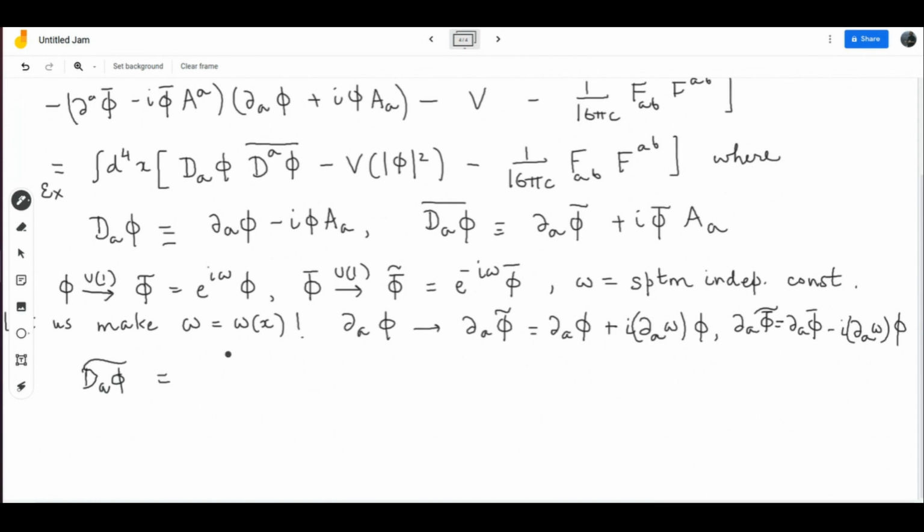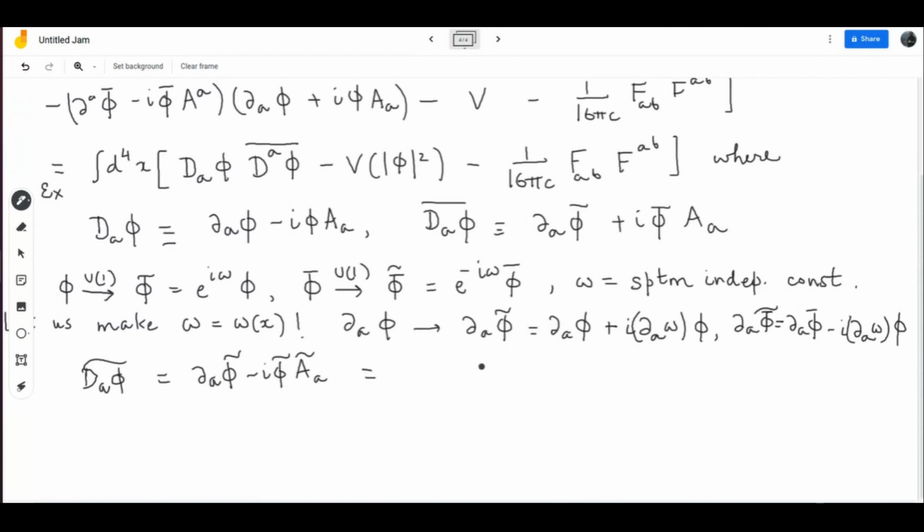Well, dA phi tilde from the definition would be del A phi tilde minus I phi tilde and A A tilde. Because now omega is a function of x, maybe we should allow for A to change as well. See, earlier when omega was a constant, we did not think of changing A. But now that we are making omega a function of x, maybe we should allow for that change. And let us look at what this is.